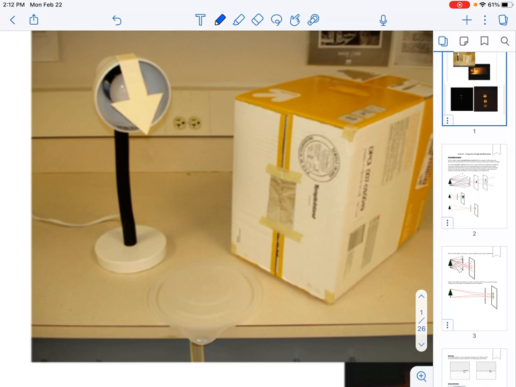Here are the notes for section 6.2. We'll be talking about properties of light. So here I've got a photograph of a pinhole camera.